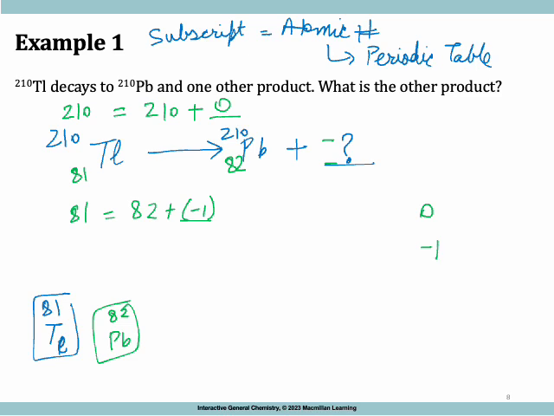Now based on the summary table, which particles have a charge of -1 and a mass of 0? That is a beta particle, a high energy electron, which means your answer is the other product is a beta particle.